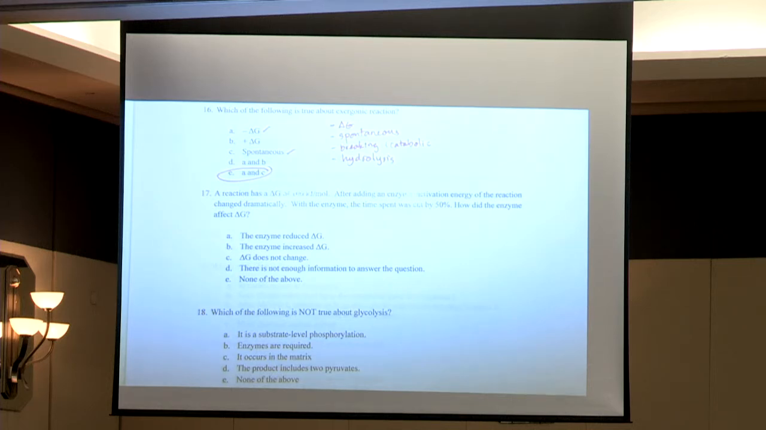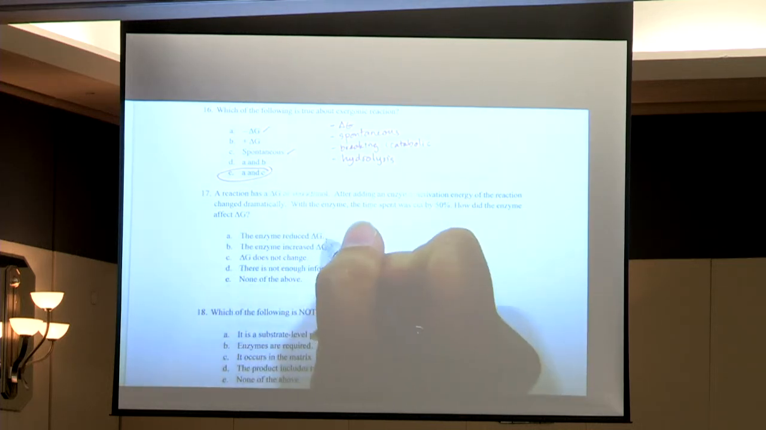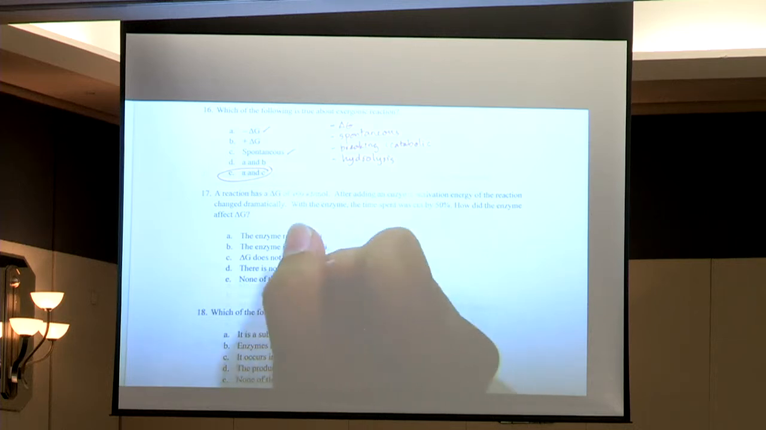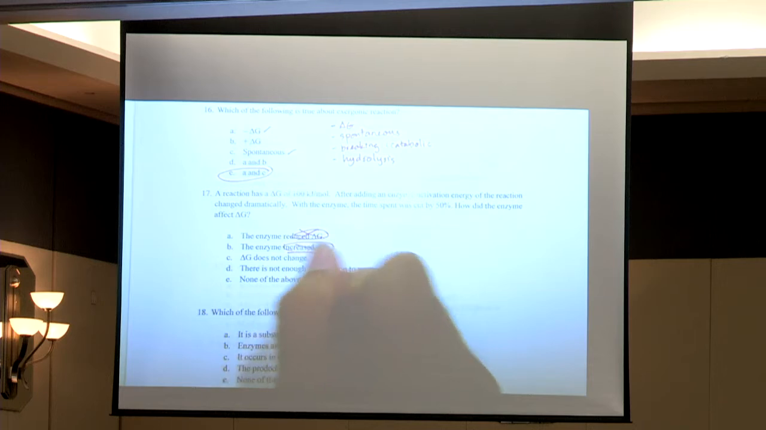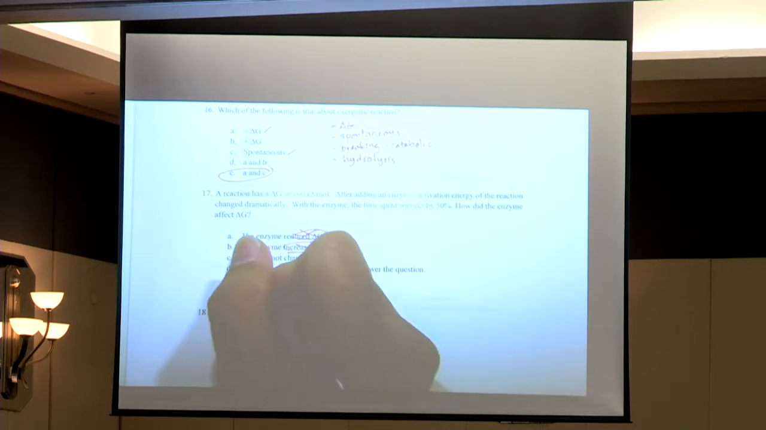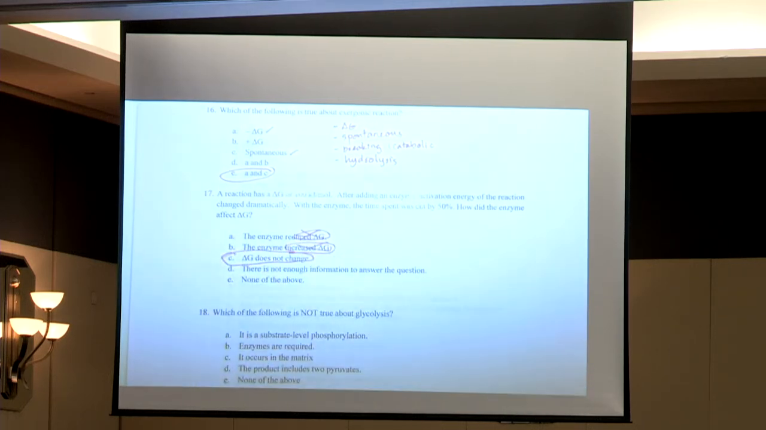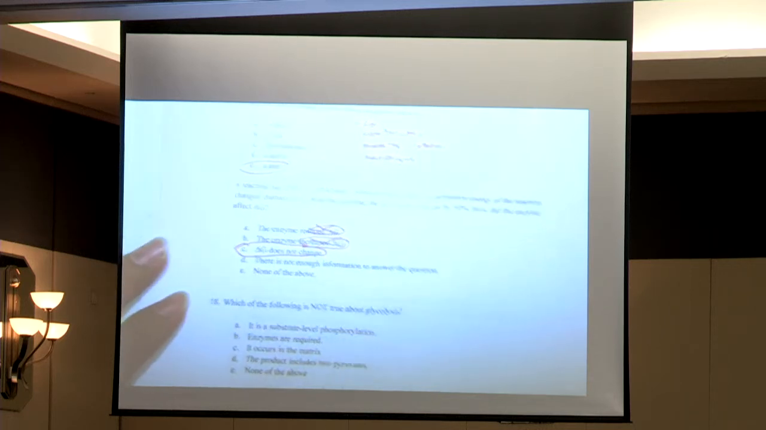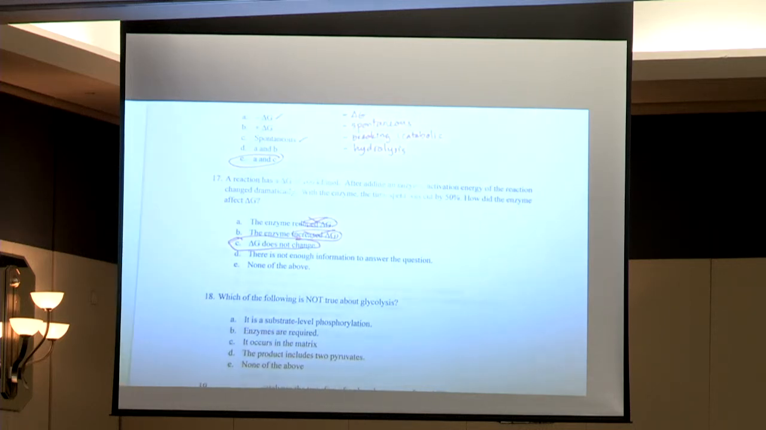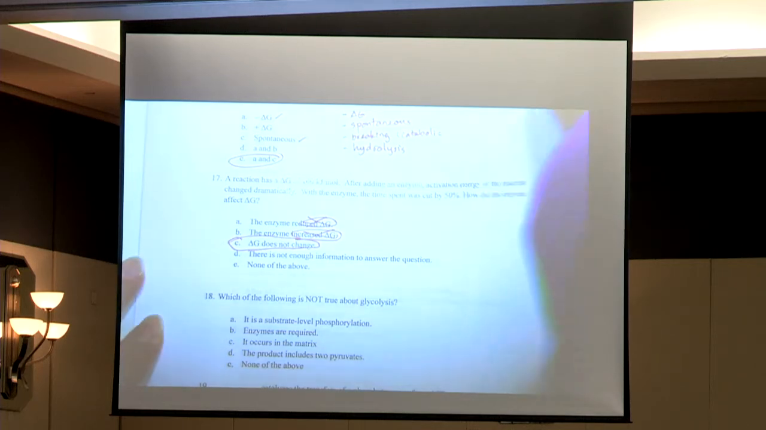So these two enzyme reduce delta G change. So that one is not correct. It's not correct. So increase, no. Delta G doesn't change. That's the answer. Okay. So don't get trapped by the word, oh, it's reduced dramatically by 50%.